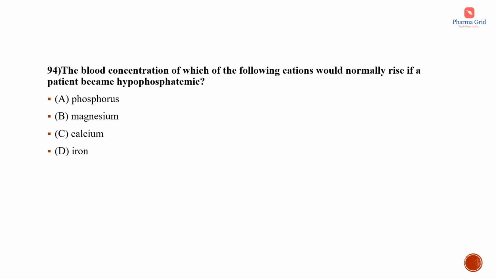Question number 94. The blood concentration of which of the following cations would normally rise if a patient became hypophosphatemic? Hypophosphatemic means low levels of phosphate in the body. The options are phosphorus, magnesium, calcium, iron. So here the correct answer is option C, that is calcium.